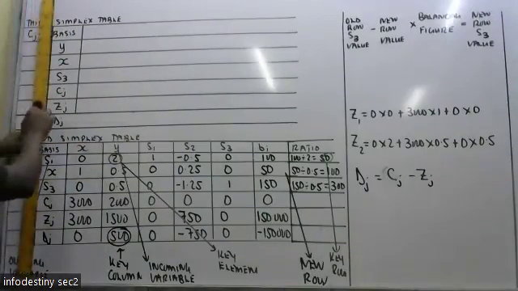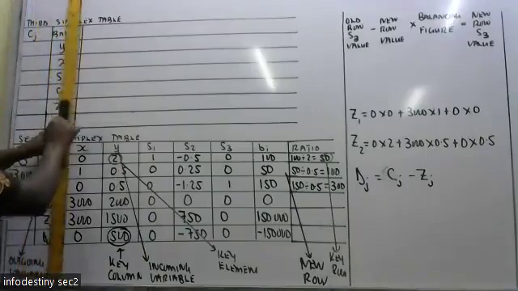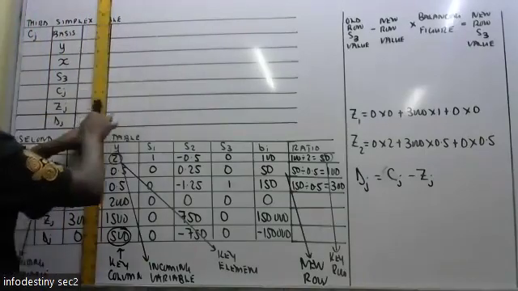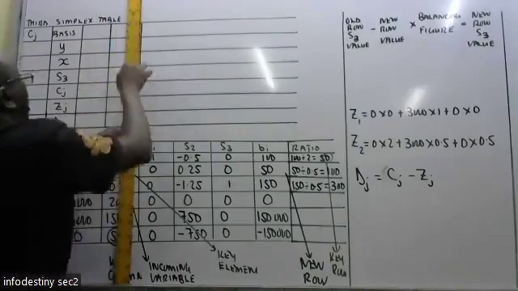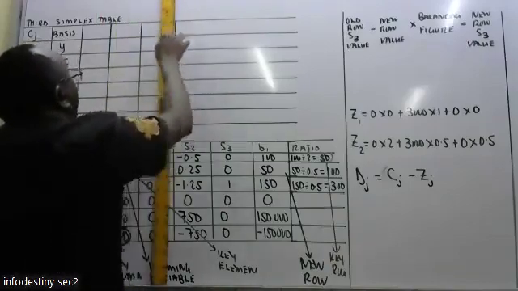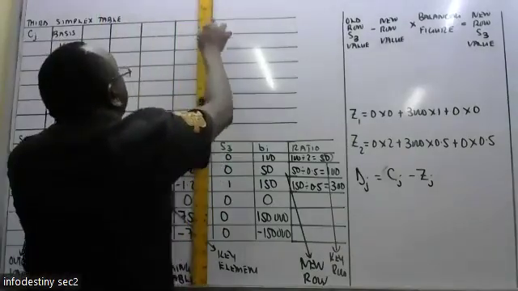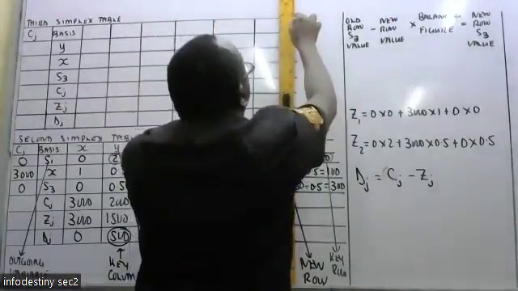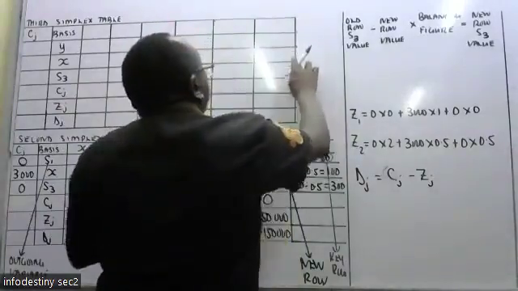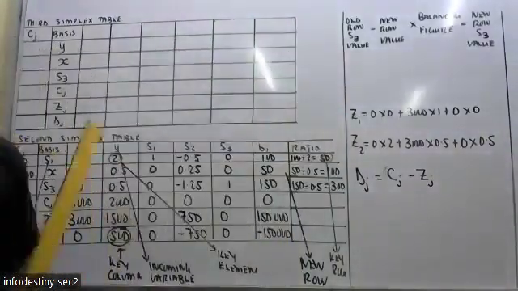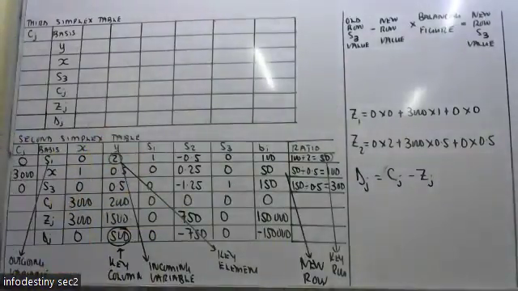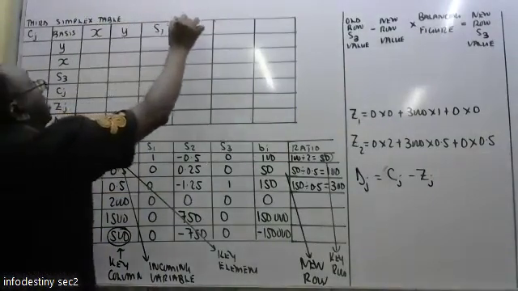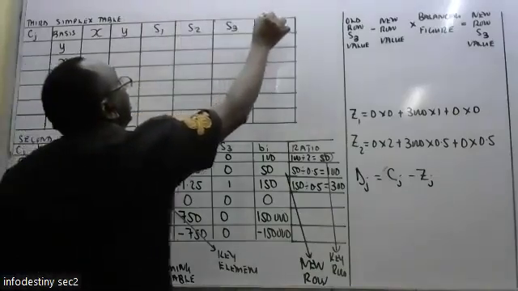The other thing we have said is that the titles will always remain as they were in the other table. So I will have a title for X, a title for Y, then S1, S2, S3, and then BI. Now you leave a space in case you may require the ratio. So this is X, this is Y, this is S1, this is S2, this is S3, and this is BI.